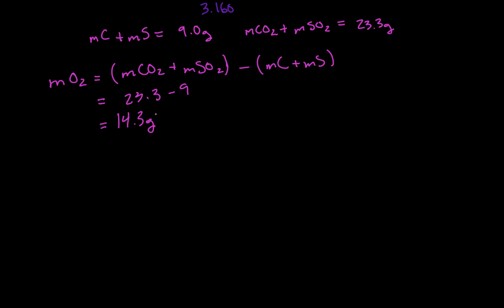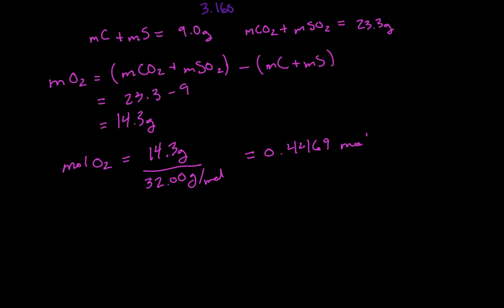Okay, that's great. And let's get the moles from that. So moles of O2 is the mass over the formula weight. That is 14.3 grams divided by, and this is O2, so we're doing 16 times 2 for 32 grams per mole. And that is equal to 0.4469 moles.